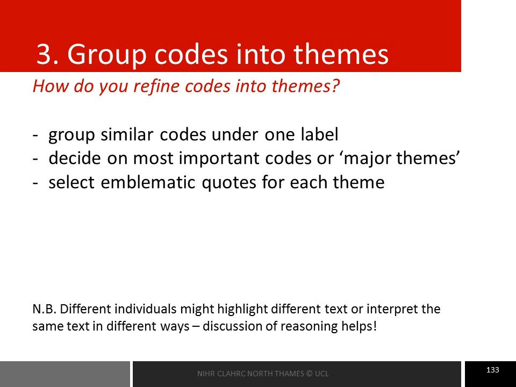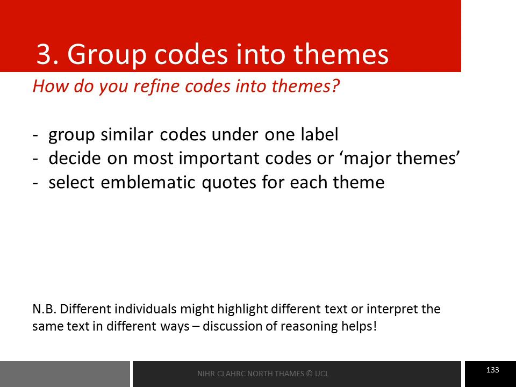You could group similar codes under one label. For example, anything relating to patient-centered care could be brought together. Then you need to decide on the most important codes or major themes. Here, it is a good idea to return to the purpose of your evaluation and prioritise the main ideas that you would want to focus on in your report.